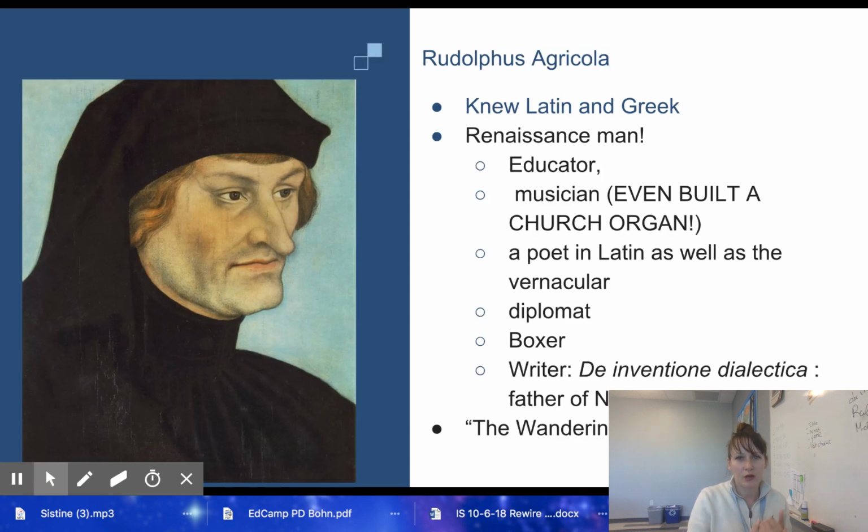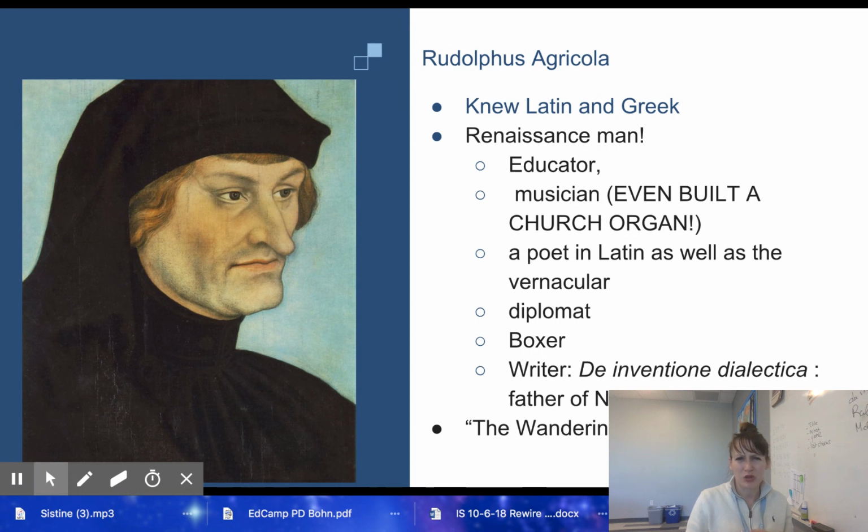We also have Adolphus here. I want to learn a lot more about him because he sounds like a pretty interesting figure. He was from the Low Country, which is now part of Germany, but he was definitely a Renaissance man because he was an educator. He was a musician who even built an organ. He was a poet in Latin as well as the vernacular. Vernacular meaning the language they spoke there at the time. He was a statesman.